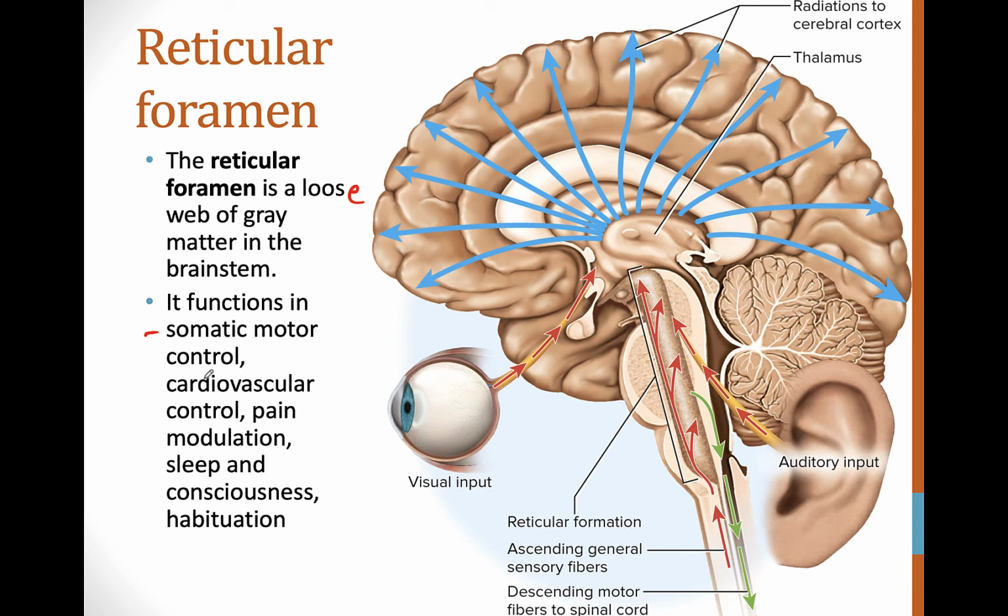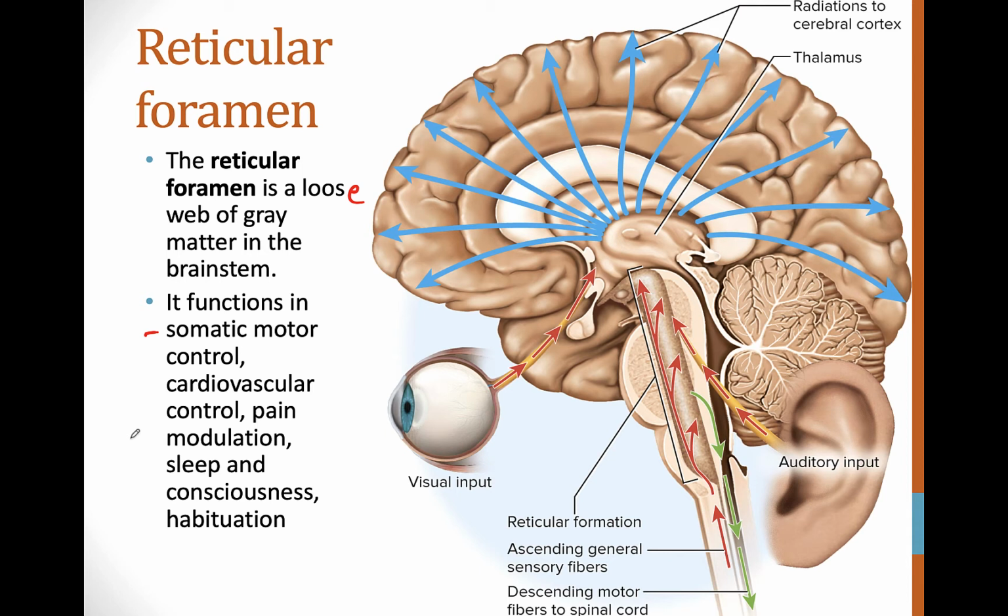cardiovascular control, pain modulation. So pain modulation meaning that there are tracts that come down from the brain to tell you what kind of pain you're feeling. So there are actually analgesic pathways that help to deaden pain in certain situations, sleep and consciousness, so whether you're asleep or awake, as well as habituation. So habituation is kind of when you get used to things. So if you walk into a house and you smell something, eventually that smell sense goes away, and that's not because the smell went away, but because your brain just kind of tunes it out.